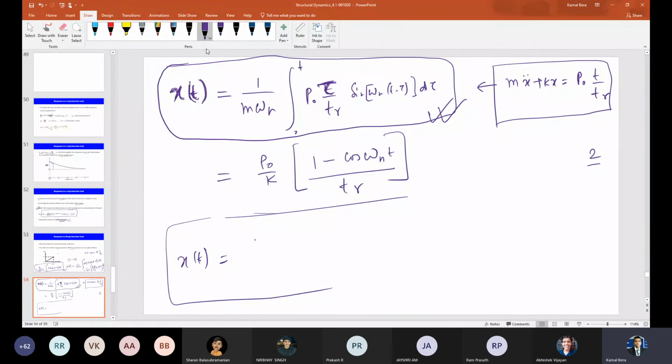Or my writing is not good, so just say this is 1, this is by m, this is by omega n. Integral 0 to t. This is P naught, which is constant, and tau by tr is also constant, so P naught by tr is basically outside. This is sine of omega n (t minus tau) d tau.